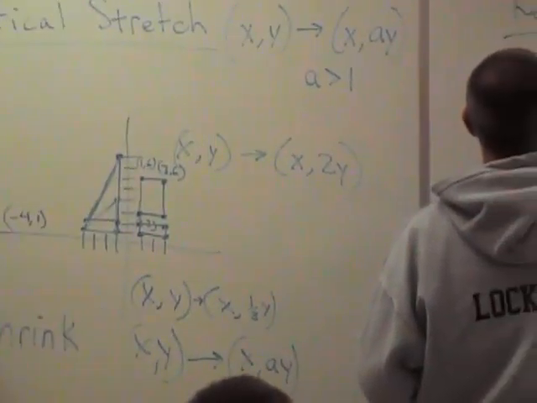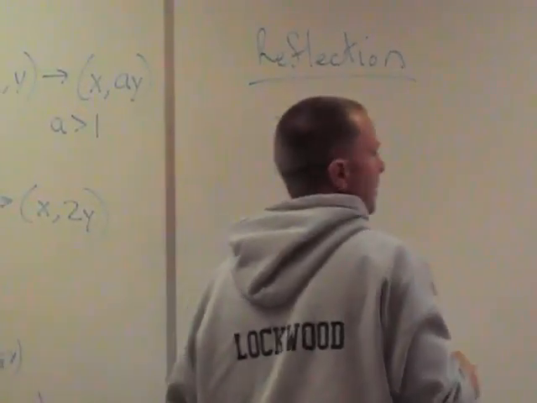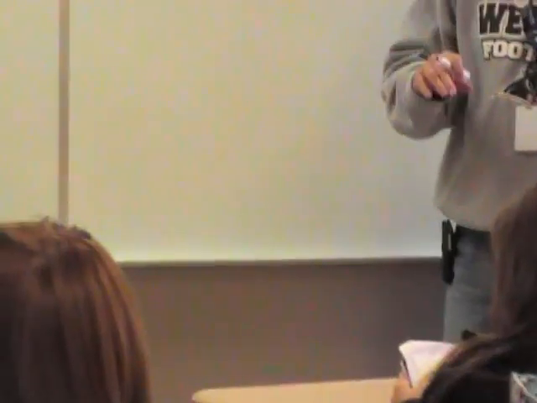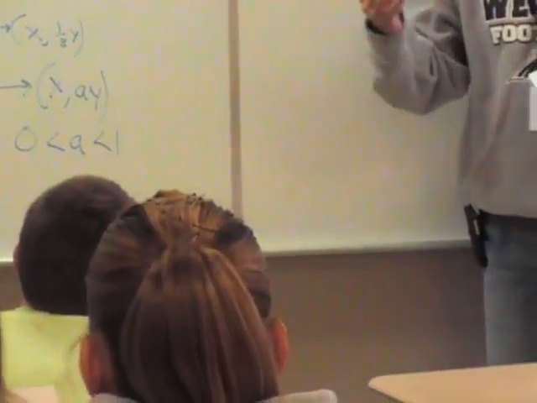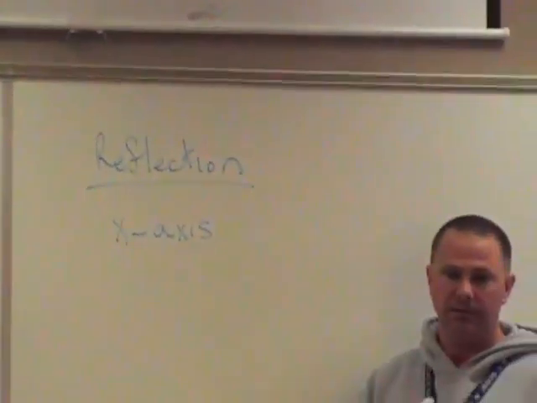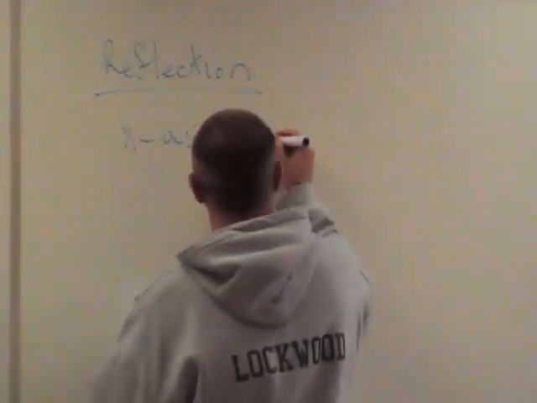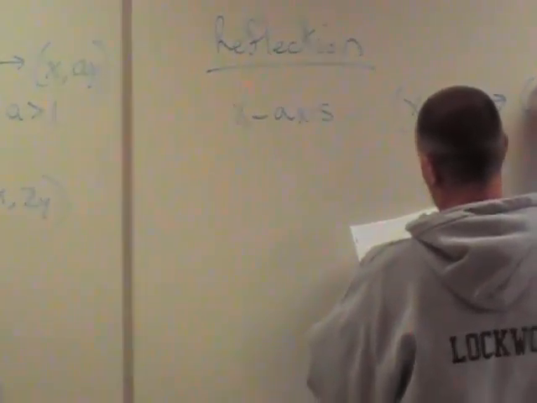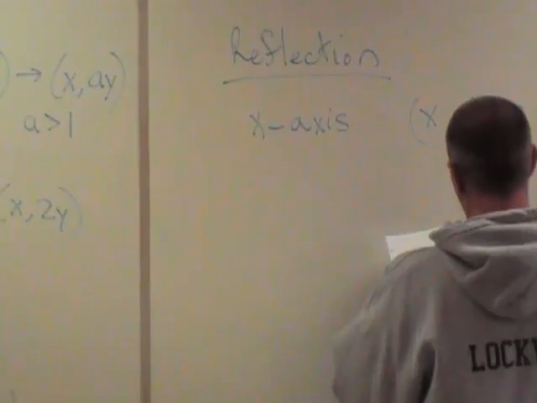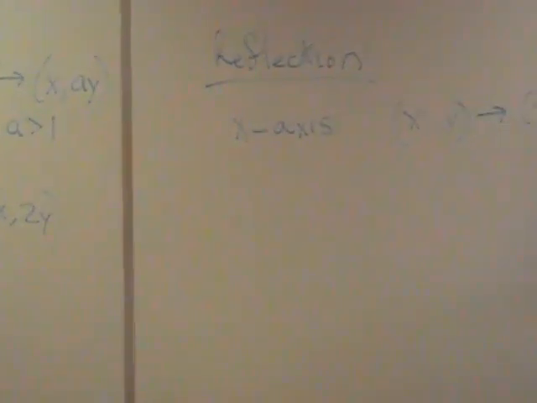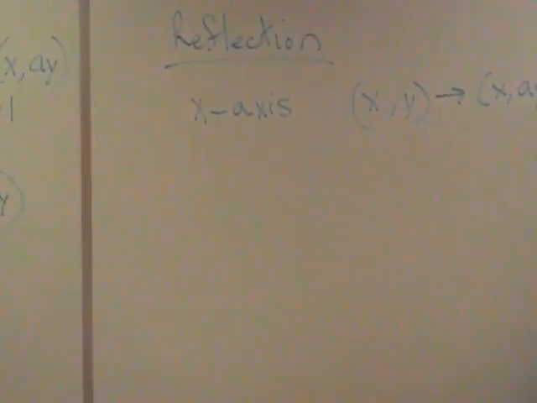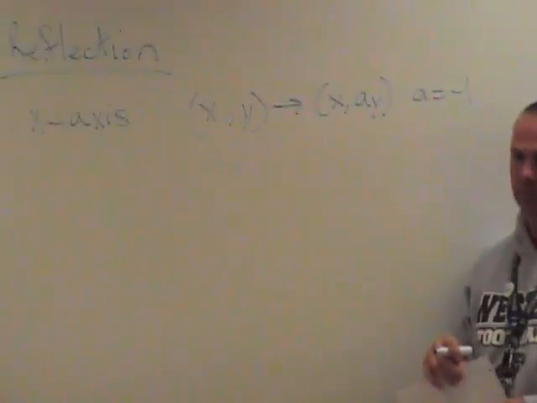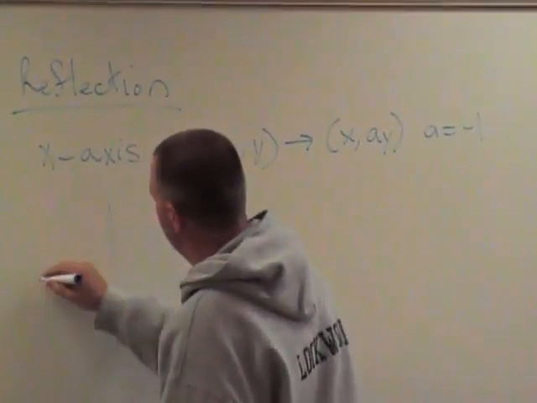What if I wanted to shrink it? Your rule would be A times y again, but A is between 0 and 1. A fraction, like a half, which means you'd be dividing by 2. If it's a third, you'd be dividing by 3.